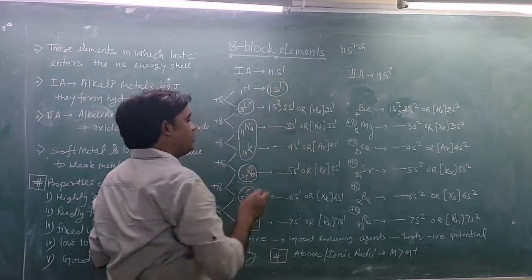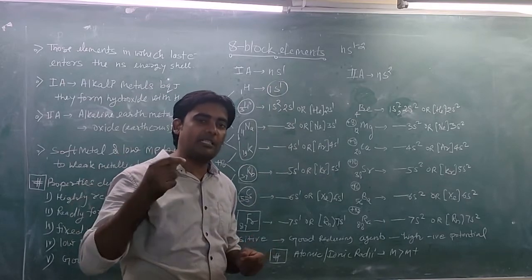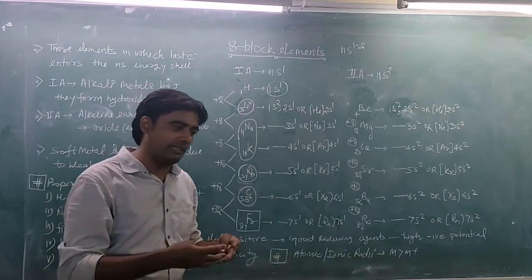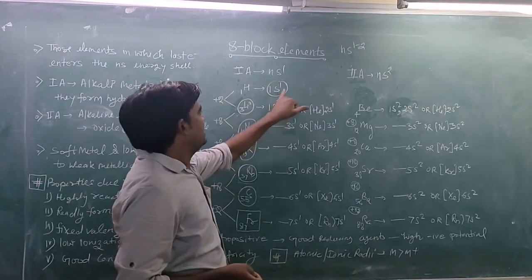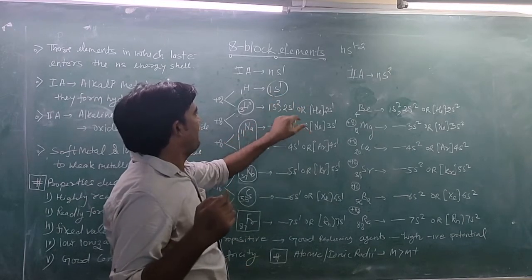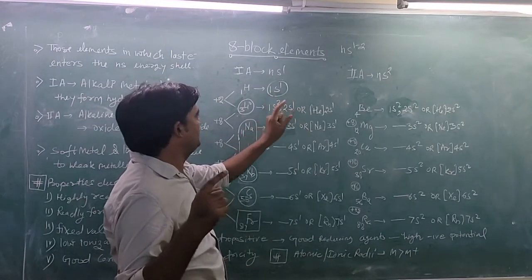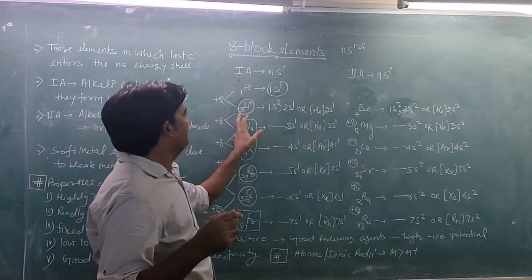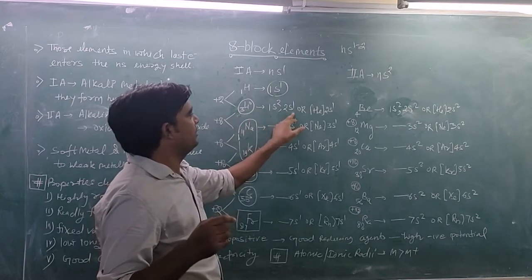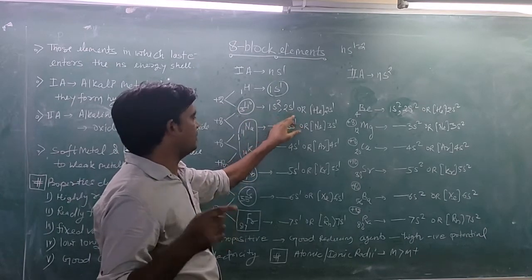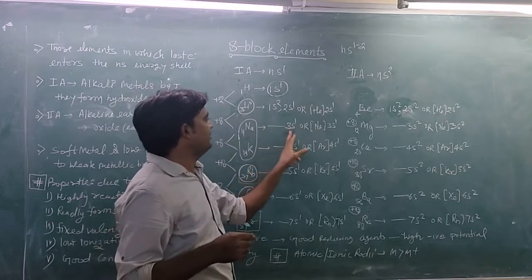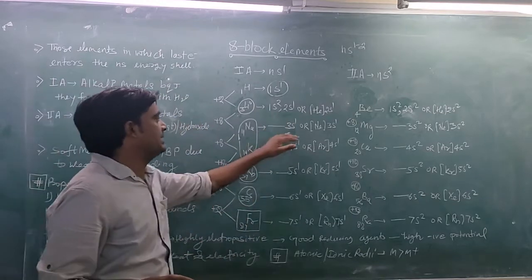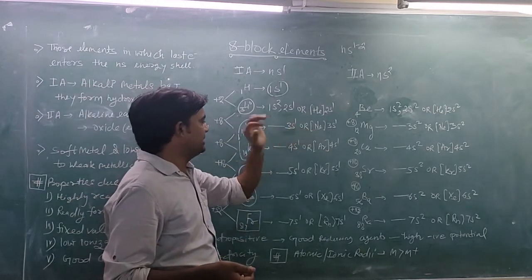The outermost electron, the last electron, and the orbital or shell in which it is present, is the valence orbital or valence shell. The last electron in hydrogen is in the 1s orbital, so the valence shell of hydrogen is 1s1. In lithium, the last electron enters the 2s orbital, so this is the valence shell and this is the valence electron. Similarly, the last electron in sodium appears in the 3s orbital, so 3s is the valence shell, and this electron is the valence electron.